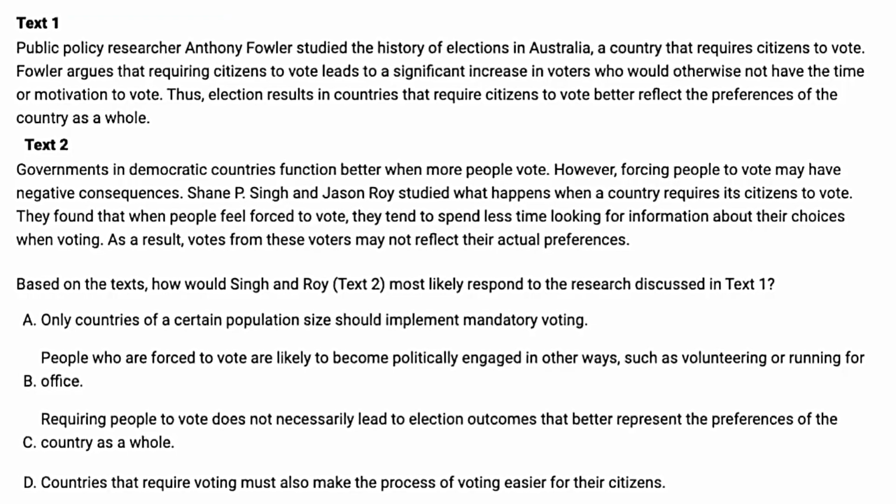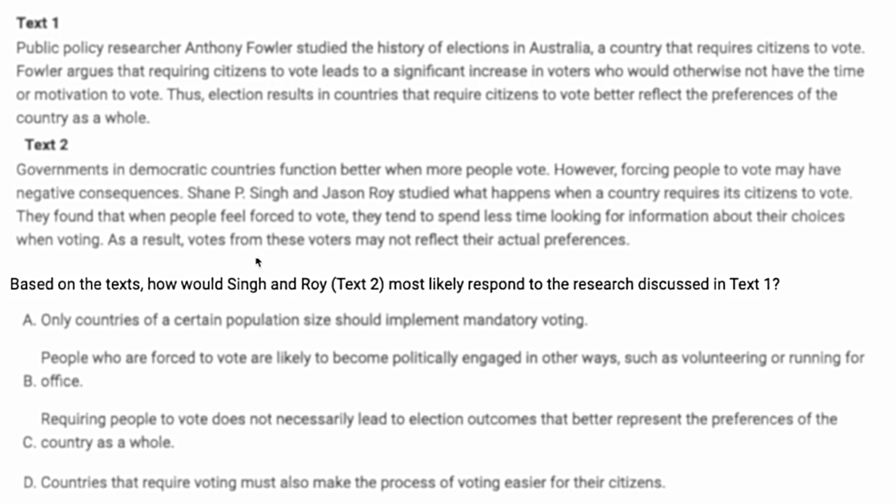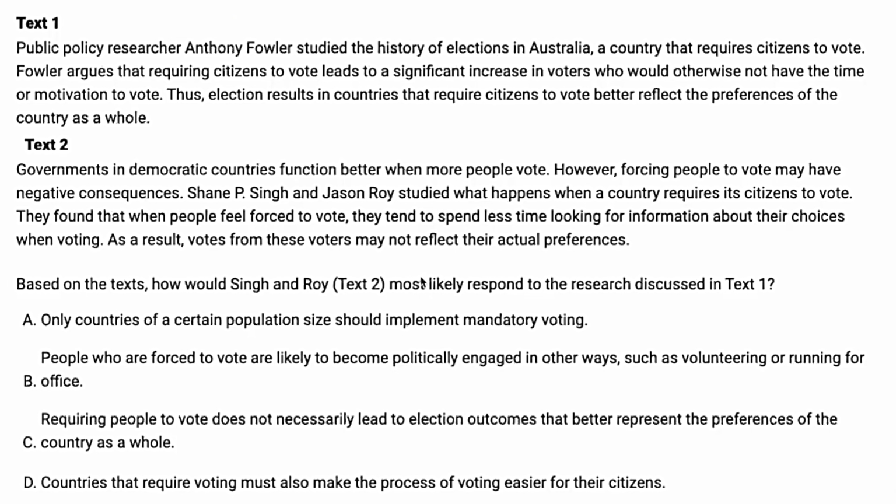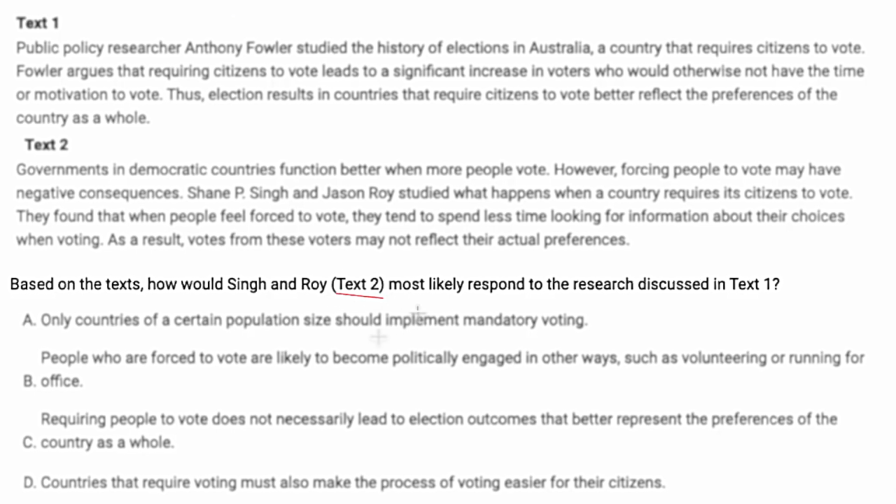Okay, let's get started. We're going to start with 4 easy questions, 2 English and 2 math. And our first question here is obviously an English question. Based on the text, how would Singh and Roy most likely respond to the research in text 1? So we've got cross-text connections. As you may have noticed, I like to start with the question so I know what it is I'm looking for. And we know that we're looking for text 2's most likely response to the research in text 1.